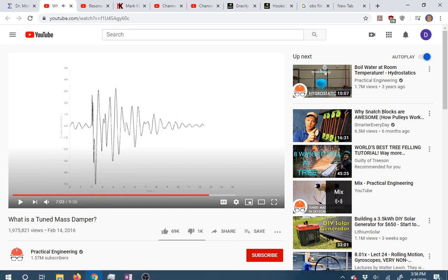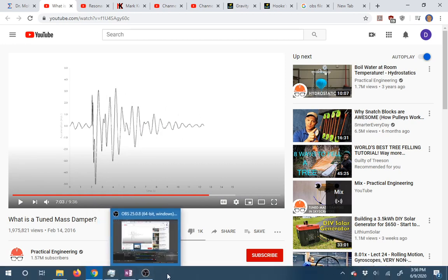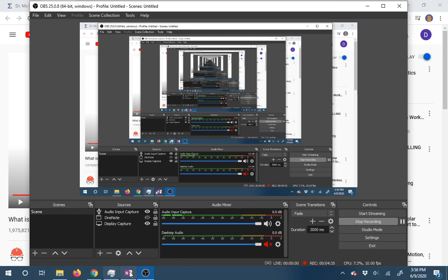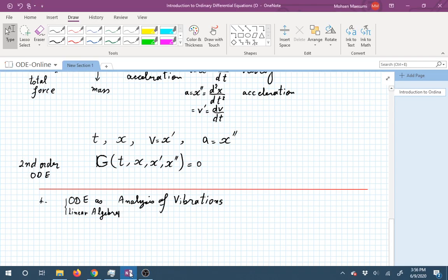Okay, let's go ahead. Analysis of vibration is something that can be studied by Newton's formula, F equals ma, which we said is an example of a differential equation. Together with the material of this class and what you learn in your physics classes, you can understand and analyze a variety of vibrations.